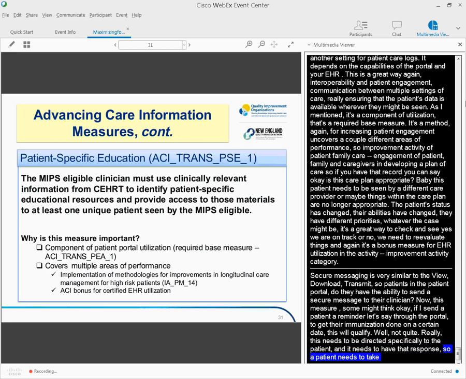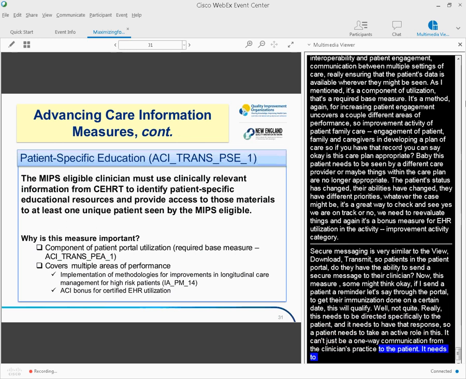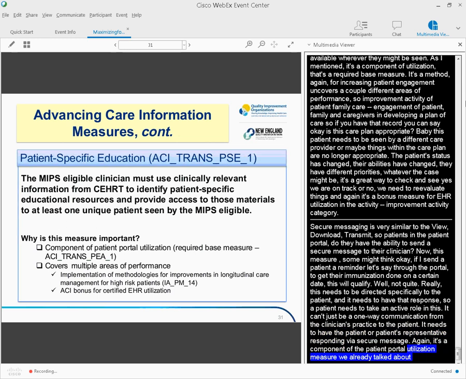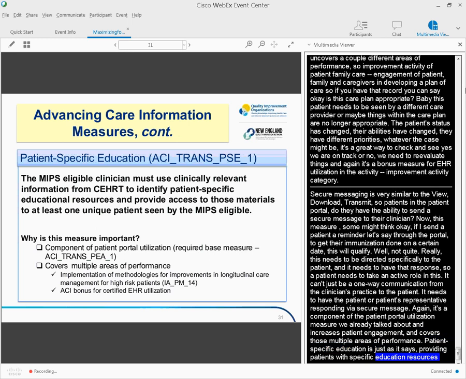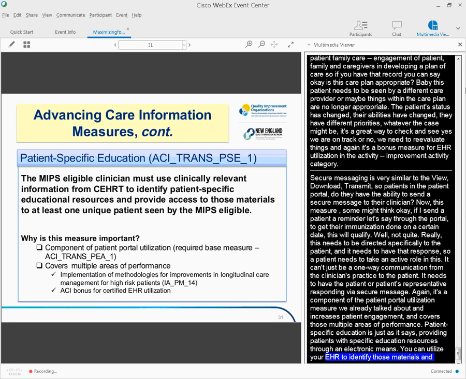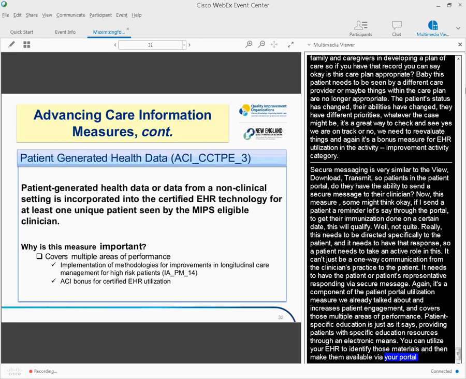Patient-specific education is, just as it says, providing patient-specific education resources through an electronic means. You can utilize your EHR to identify those materials and then make them available via your portal, whatever works best for your practice. Again, it's a component of the patient portal utilization, and it covers several areas of performance. Now, these are all performance measures that you would get performance points for.